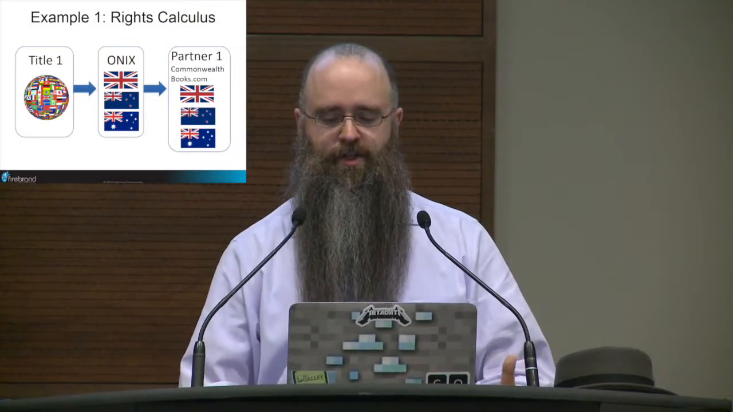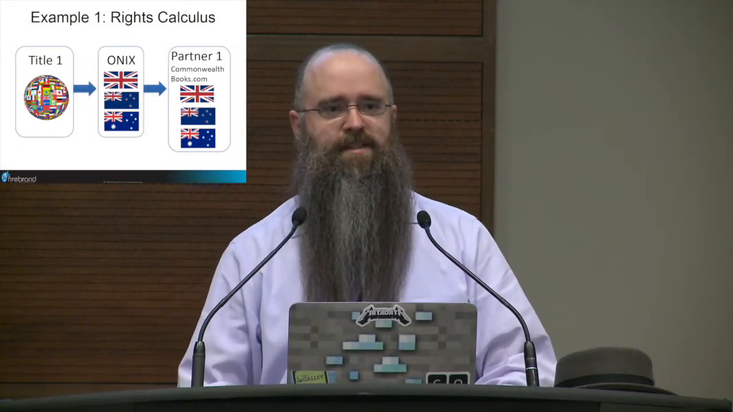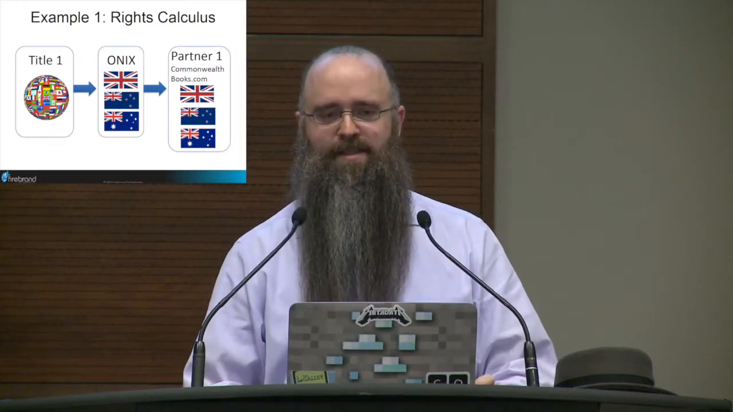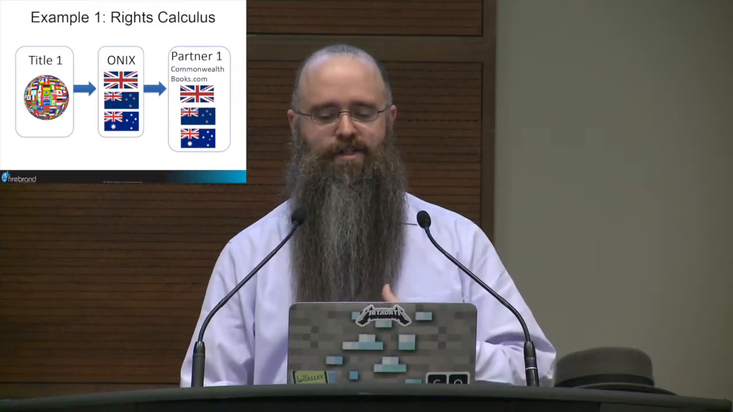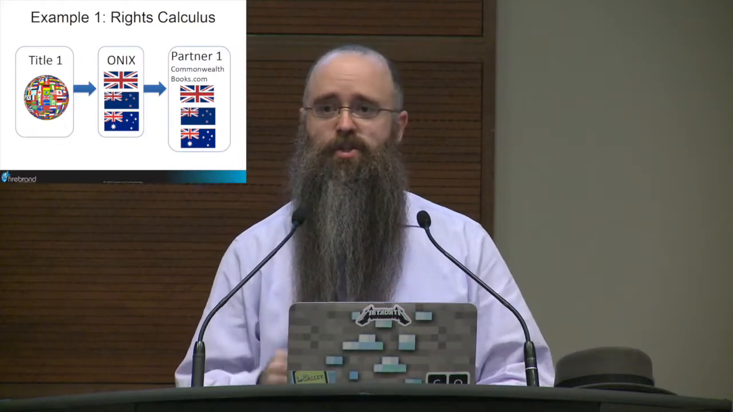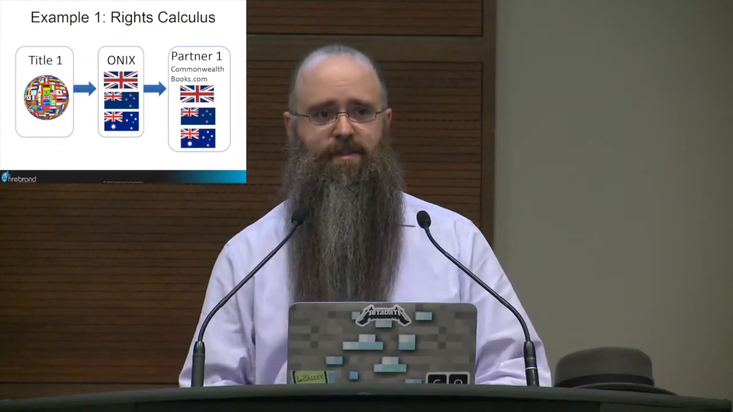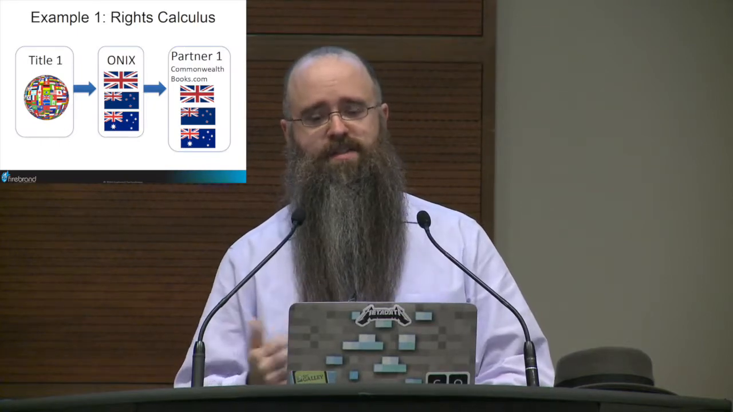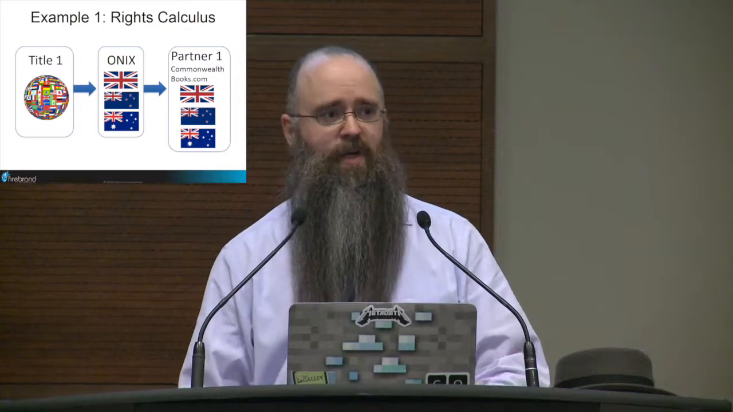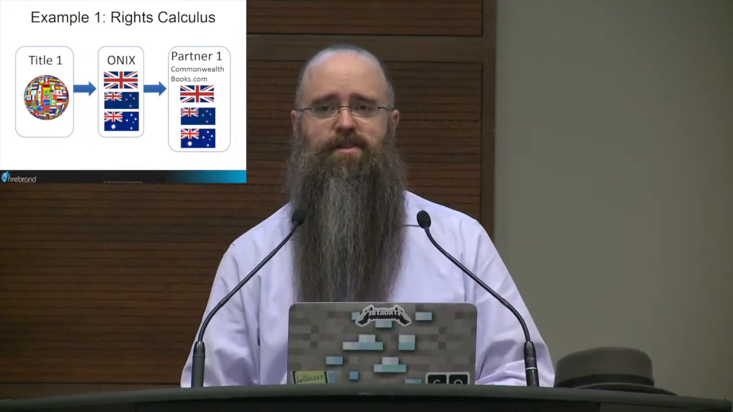So in our first example, we have a partner called Commonwealth Books. This is a fake partner just for the sake of clarity. Commonwealth Books has partner rights in Australia, the UK, and New Zealand. And you as the publisher have world rights. You can sell this book anywhere. You do want to send Commonwealth Books this title information because you have world rights and they have the right to sell in certain countries.